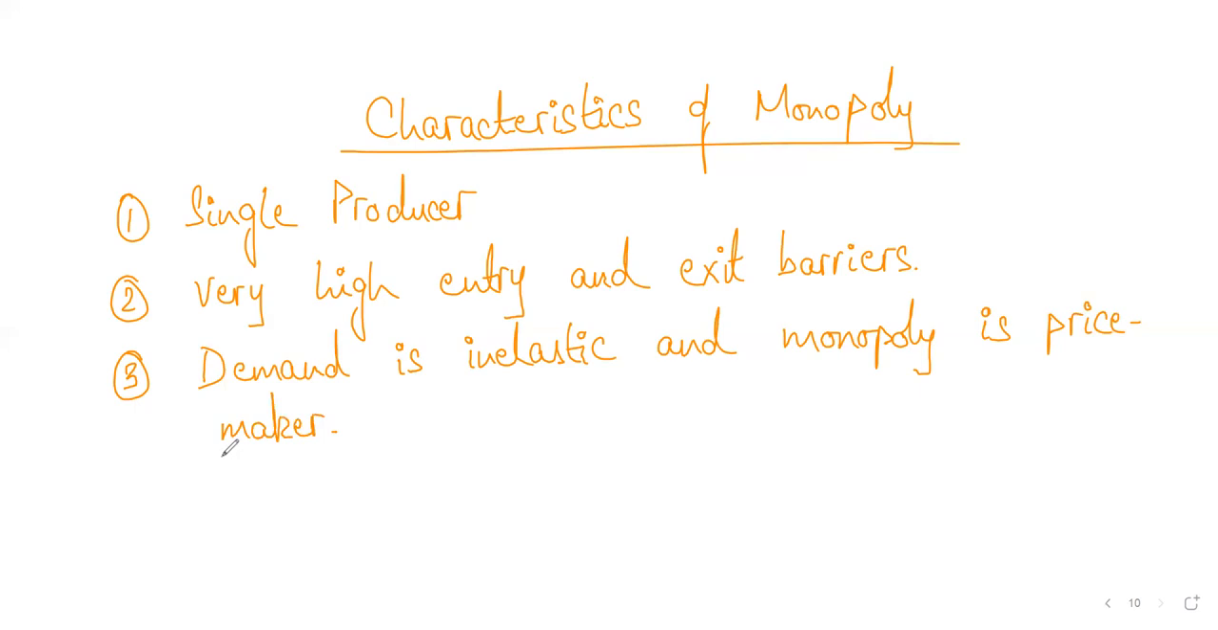But in the case of monopoly, since you are the only firm, whatever price you set, consumers have no option but to buy that product at that price. So demand is inelastic and monopoly is price maker, right? Making sense? Okay. Demand is inelastic and monopoly is price maker. This being said, very high entry and exit barrier, single producer.